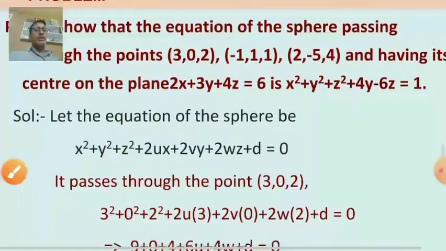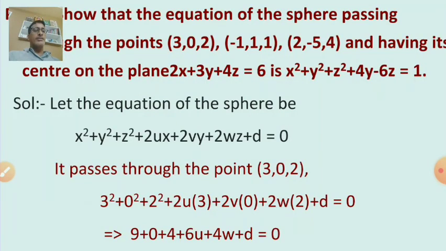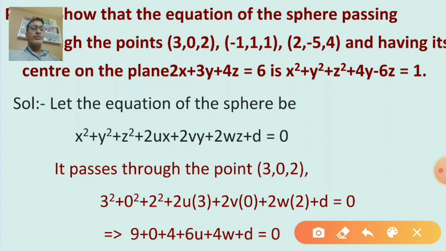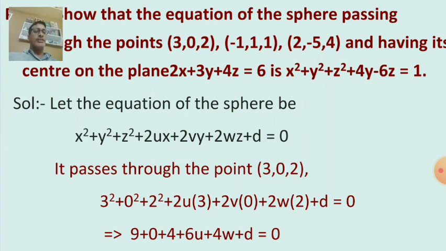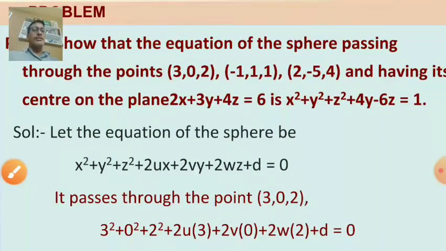So to solve this type of problems, we assume that the equation of the sphere is x square plus y square plus z square plus 2ux plus 2vy plus 2wz plus d is equal to 0. So the sphere passes through these 3 points.